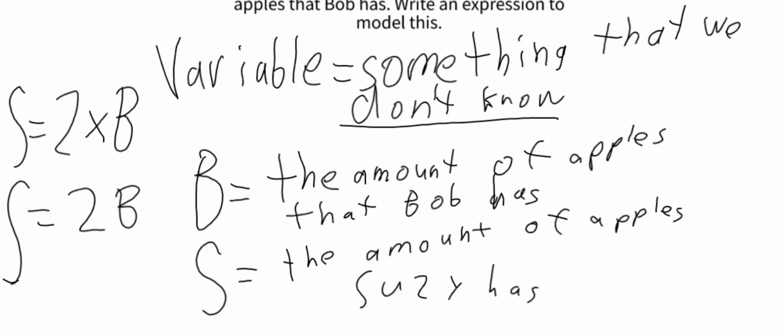And now you can see how this might be useful. Let's say now that we know Bob has 4 apples, we can put that back into our equation. When Bob has 4 apples, Susie must have 2 times the amount of apples that Bob has, or 2 times 4, which is 8.